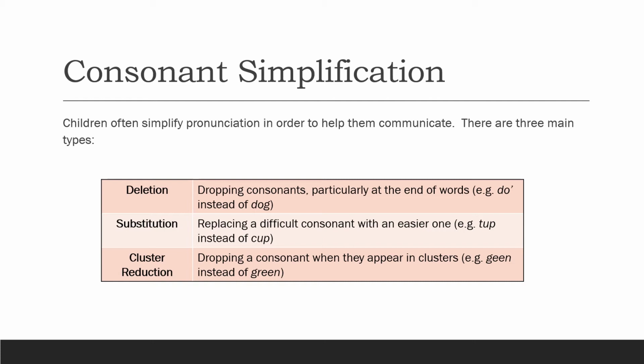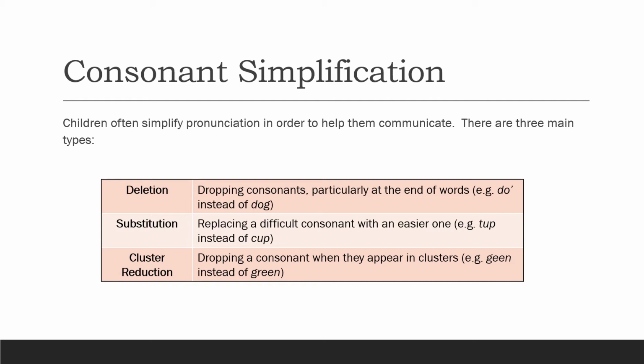Consonant simplification is an issue then as well. So when children are starting to pronounce words, there are several different ways that they can simplify things, and that they do simplify things, whether consciously or unconsciously. These are deletion, substitution and cluster reduction. So deletion is where they just delete one of the consonants, so they drop a consonant, particularly at the end of words. So they tend to say do instead of dog and things like that, ca instead of cat.